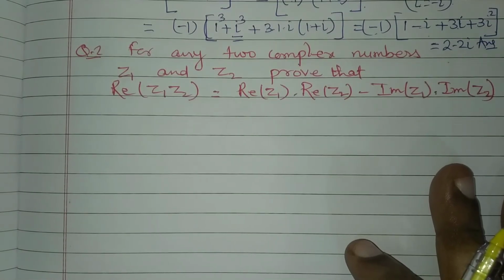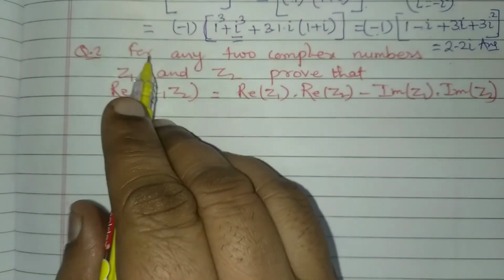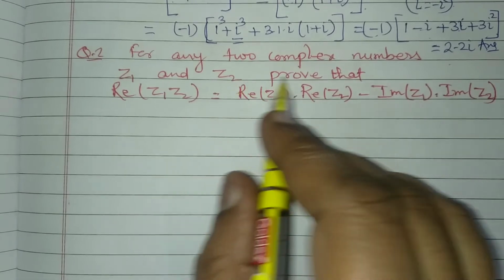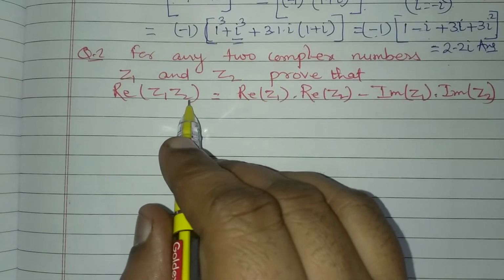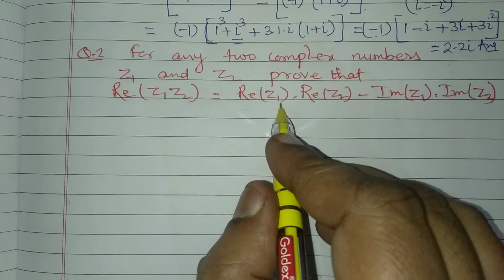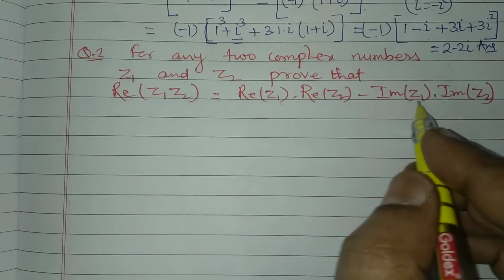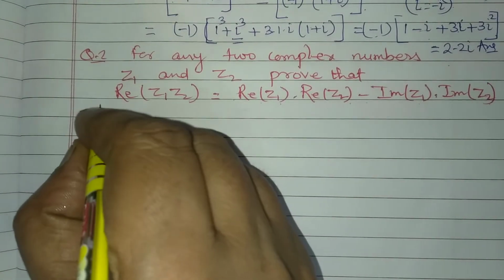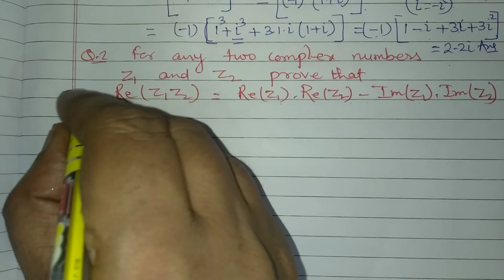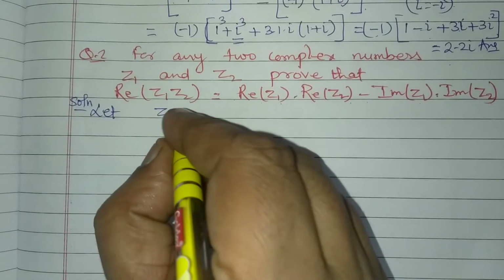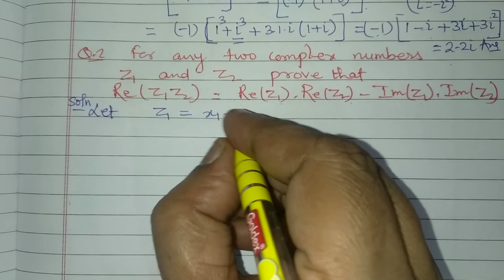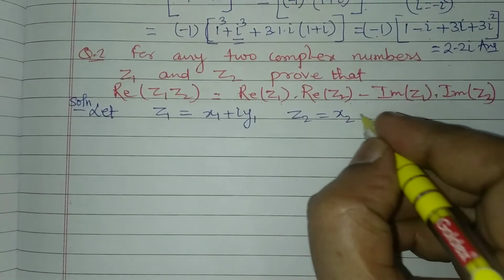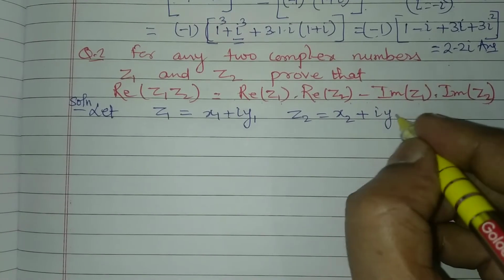See the next question which I have to do here: for any two complex numbers z1 and z2, prove that the real part of z1 z2 is equal to real part z1 into real part z2 minus imaginary part z1 into imaginary part z2. So now let us suppose, solution: z1 is equal to x1 plus iy1 and z2 is equal to x2 plus iy2.